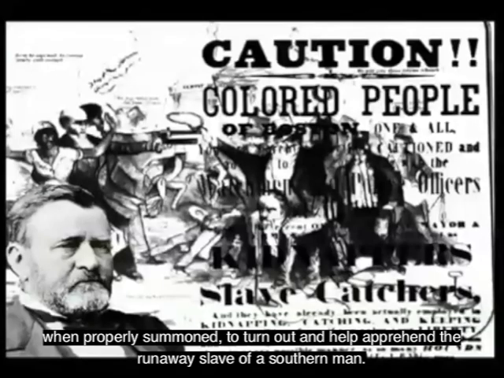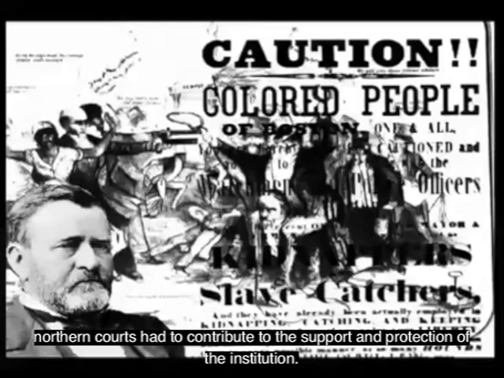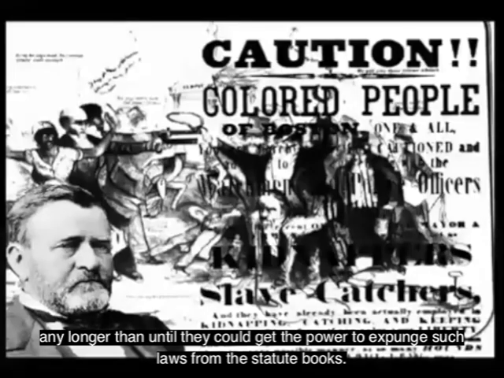By this law, every northern man was obliged, when properly summoned, to turn out and help apprehend the runaway slave of a southern man. Northern marshals became slave catchers, and northern courts had to contribute to the support and protection of the institution. This was a degradation which the North would not permit any longer than until they could get the power to expunge such laws from the statute books.